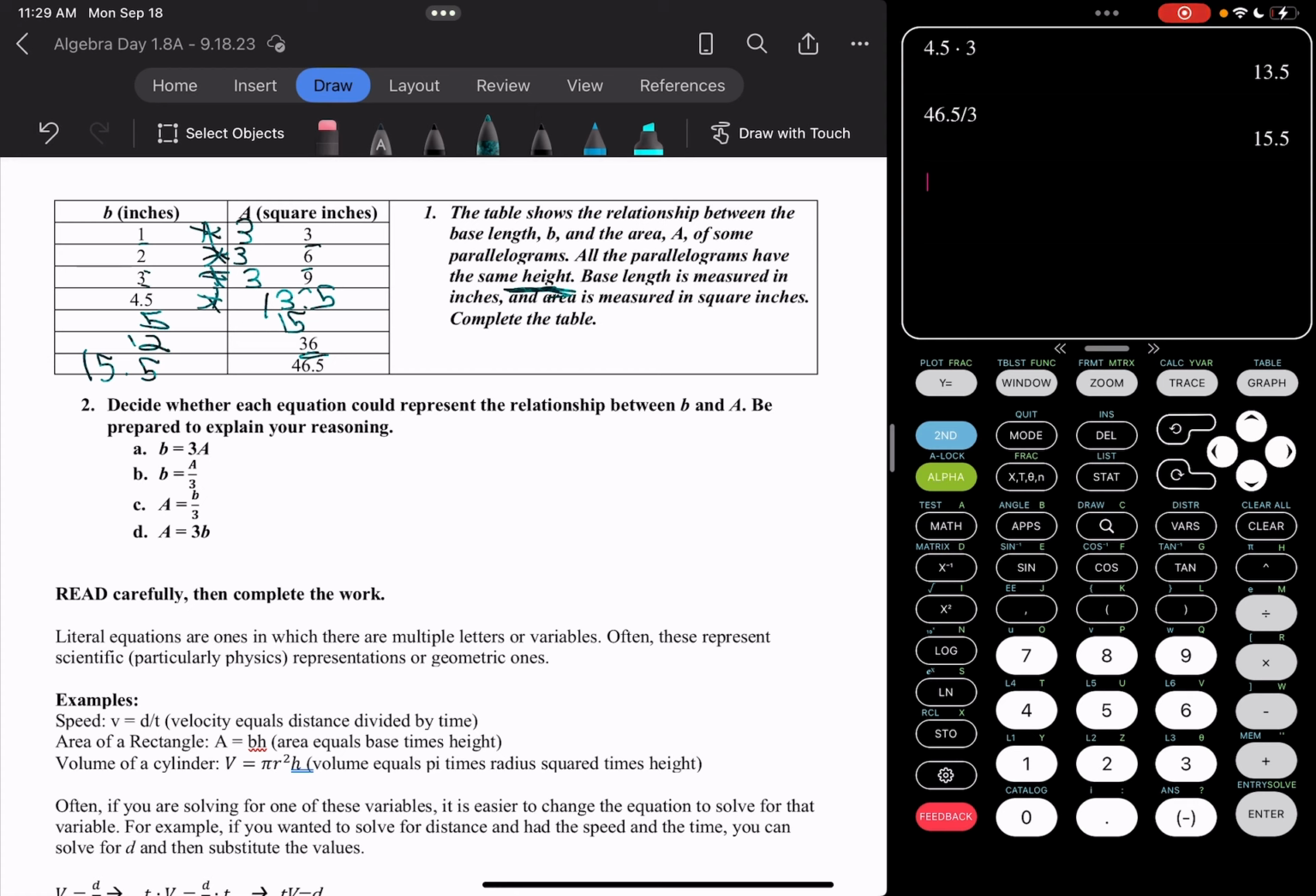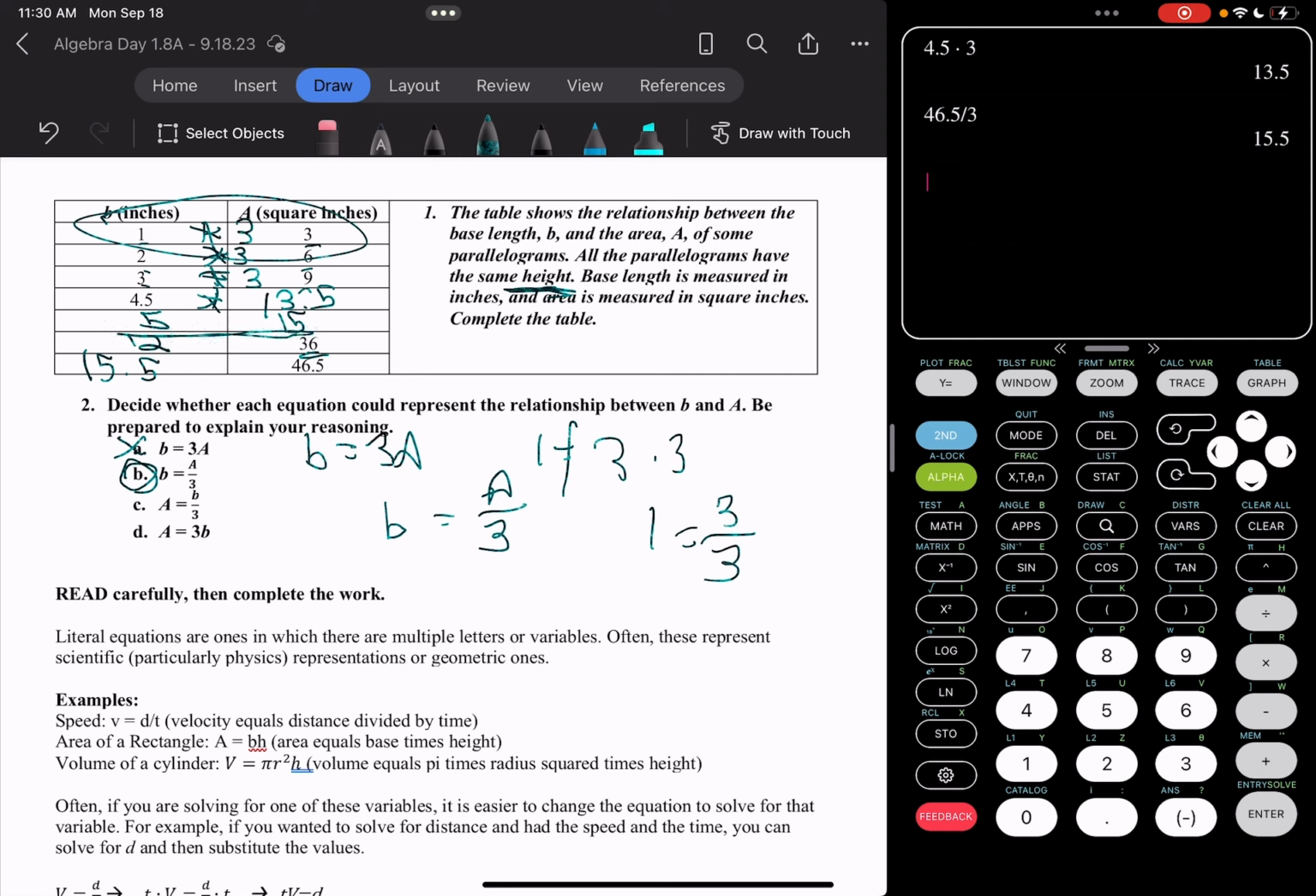And so let's look, if we have b equals 3a, that would be, using the first one as an example, 1 equals 3 times 3, which would equal 9. So that is not true. That does not work. B, if we have b equals a over 3, that would be 1 equals 3 over 3. That is true, so B does in fact work. You can try it on any of them. 15 divided by 3 is going to give us 5, right?